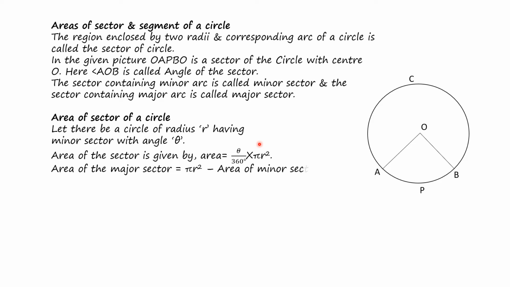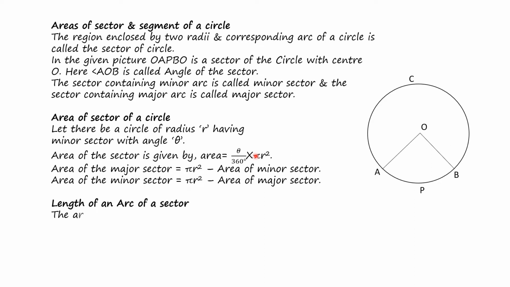So the area of the major sector is pi r square minus the area of the minor sector. That means total area of the circle minus the minor sector. The area of the minor sector gives the area of the major sector. The area of the minor sector is pi r square minus the area of the major sector.